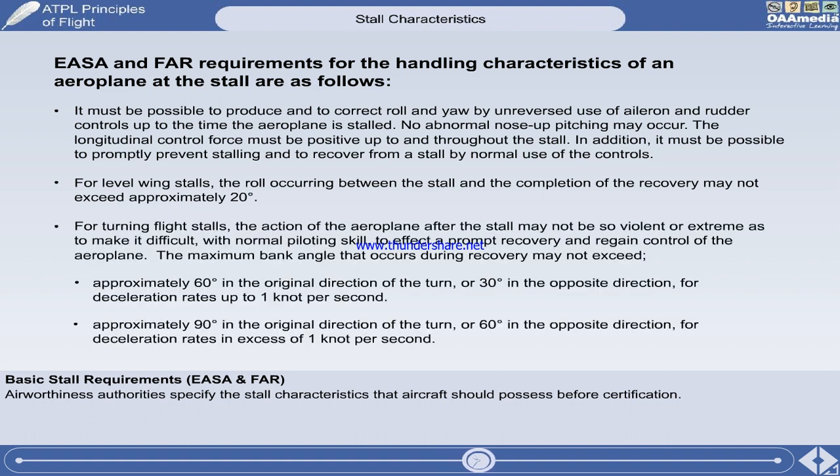The rules for a stall in the turn are a bit more complex, as a wing drop or roll at the stall is potentially more likely. The action of the aeroplane after the stall may not be so violent or extreme as to make it difficult, with normal piloting skill, to effect a prompt recovery and regain control of the aeroplane. The maximum bank angle that occurs during recovery may not exceed approximately 60 degrees in the original direction of the turn, or 30 degrees in the opposite direction, for deceleration rates up to 1 knot per second. If the deceleration is more than 1 knot per second, these bank angles are increased to 90 and 60, respectively.